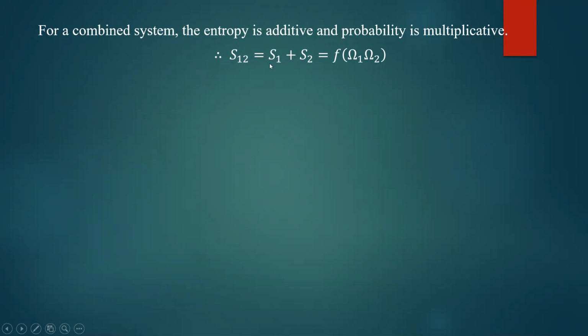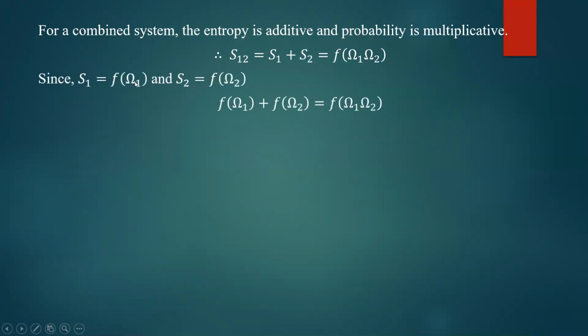Now you substitute for S1 and S2 individually. We know that S1 is a function of omega 1, S2 is a function of omega 2. This is for system 1, this is for system 2. Therefore, substituting here, you will get f of omega 1 plus f of omega 2, which is equal to f of omega 1 into omega 2.